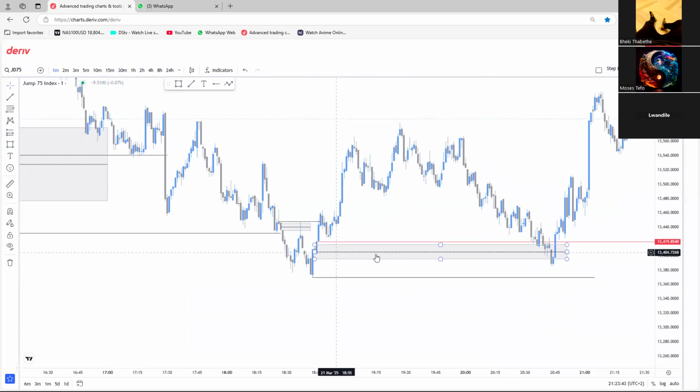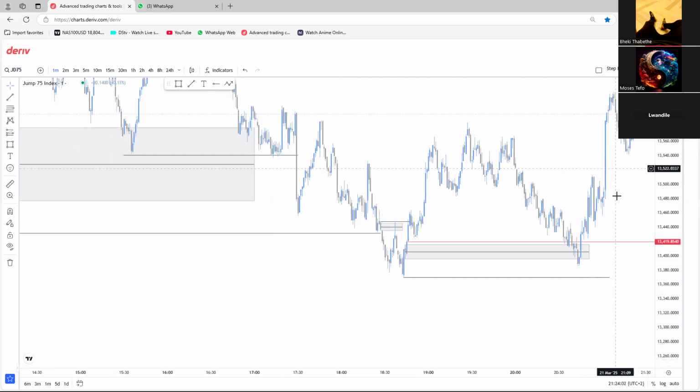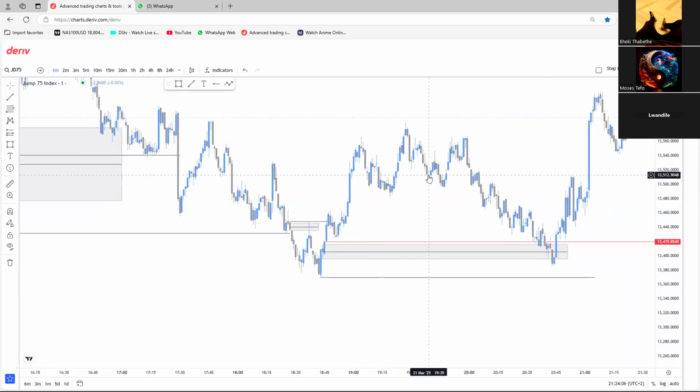So as you can see, they go there, then they start buying, which is the current buy here. So if I was trading Jump 75, I was definitely going to catch this. And it's obviously a good buy. Now we are left with almost zero structures. We already know it's going up, right?